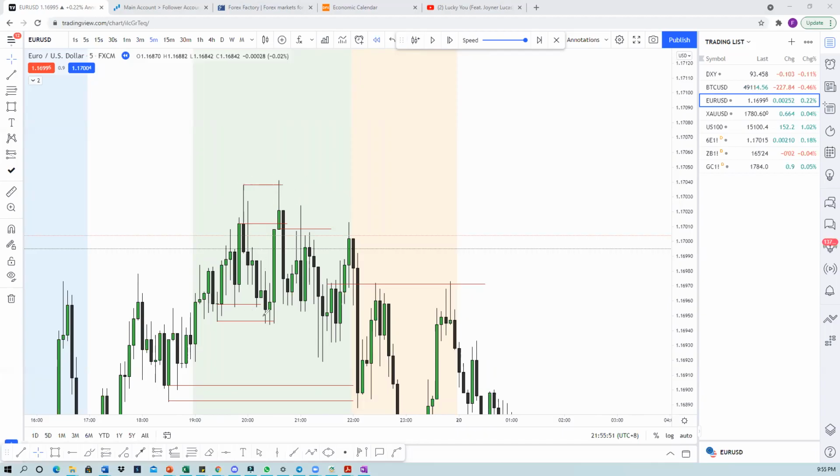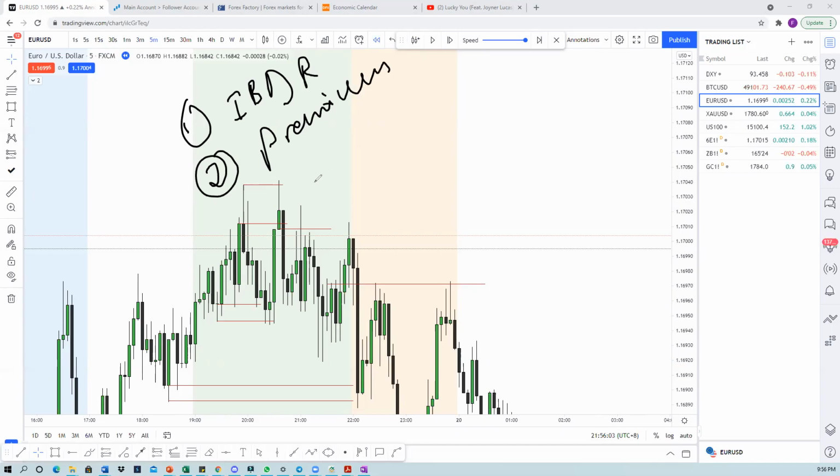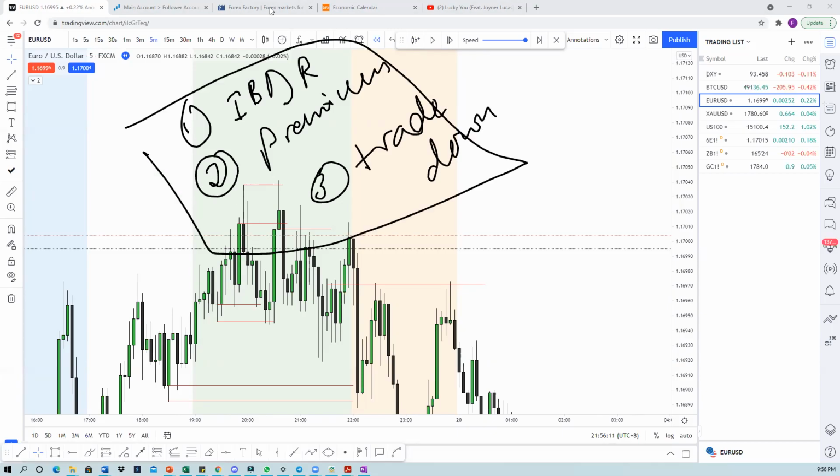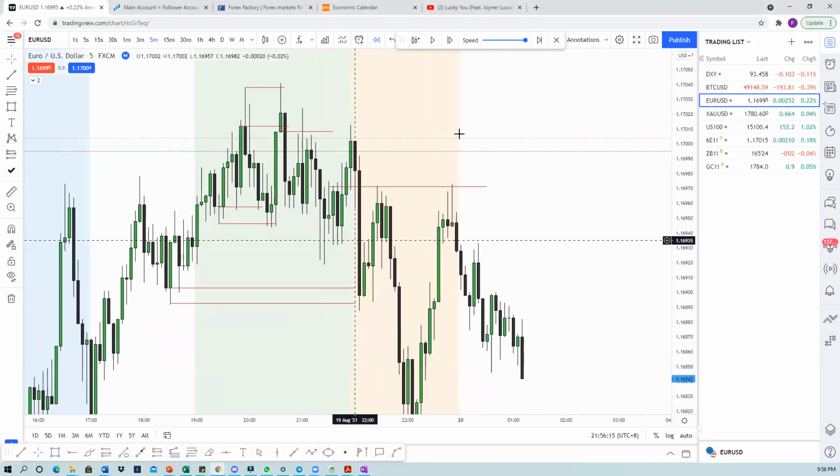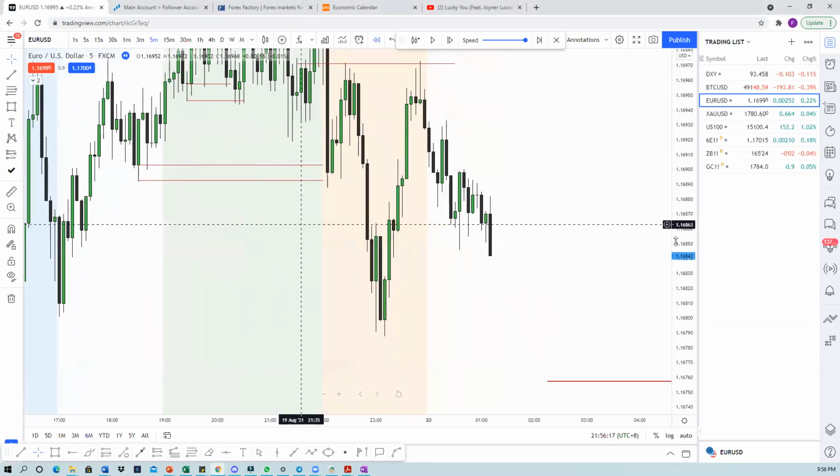What's the first thing? I want to see the dealing range, interbank dealing range. After that, I want to see price go premium. In this case, premium. Then I want to see price trade down. Simple as that. Algorithm, step-by-step instructions, right? So you have that going on for you. So that's what happened on Thursday, I believe.